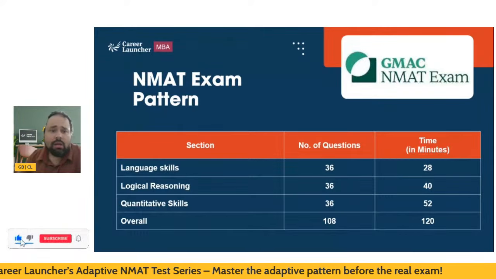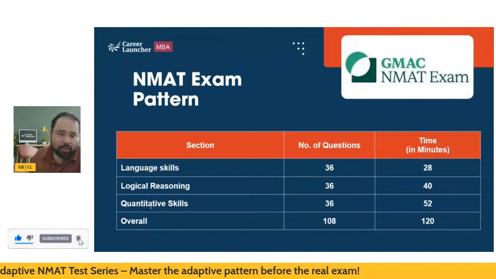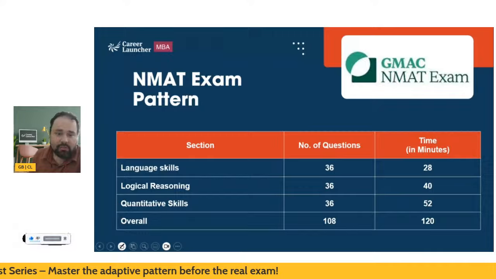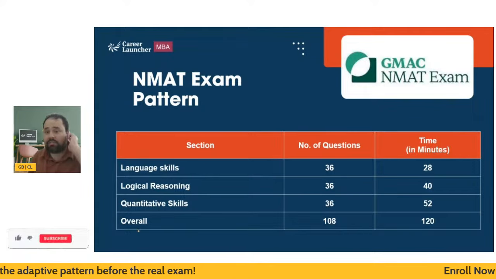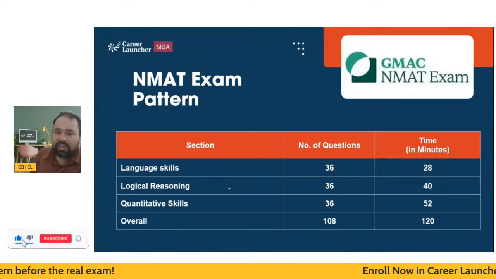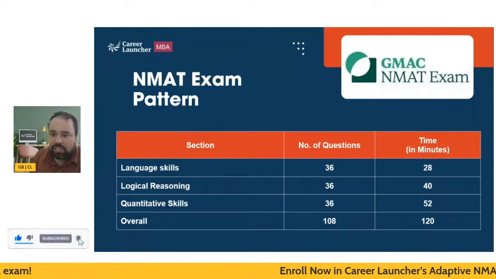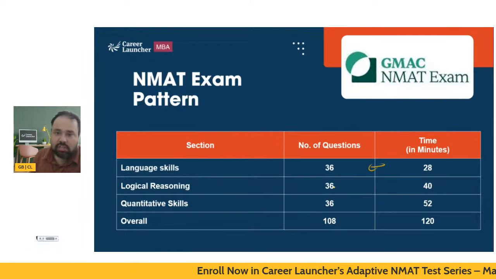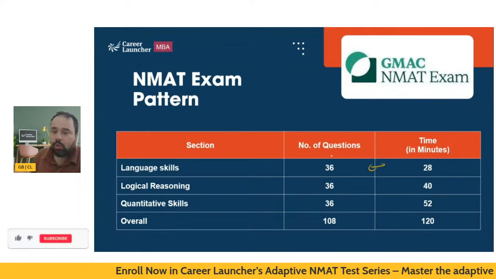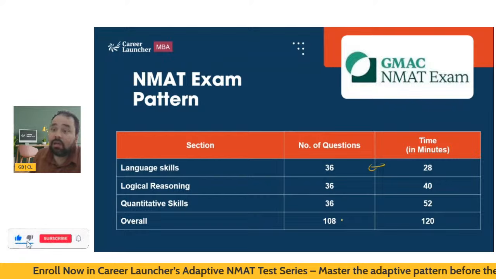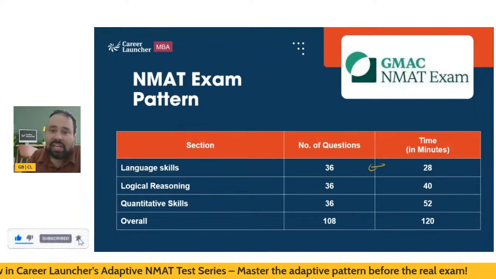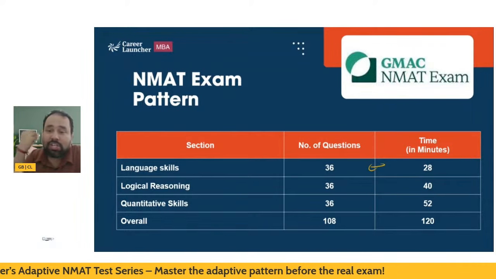Okay. This is what the exam pattern looks like. I'm quite sure everybody is aware of this by now, but in case you weren't, yes, it's a very, very different kind of an exam. As you can see, in language skill, 36 questions, logical 36 questions, quant 36, overall 108. So the number of questions is the same, the time changes. In most of the exams, the time per section is the same, questions change.